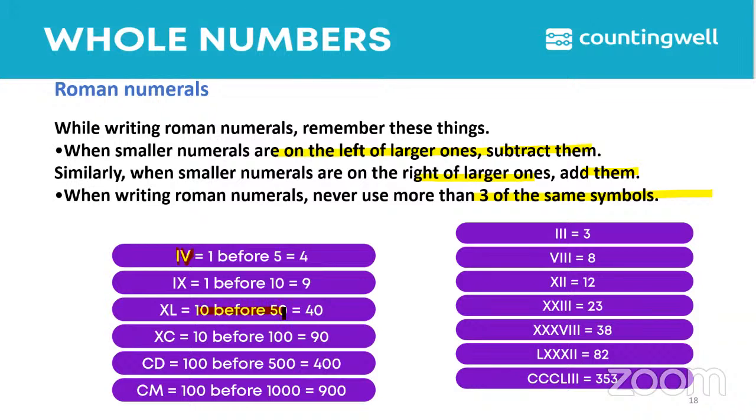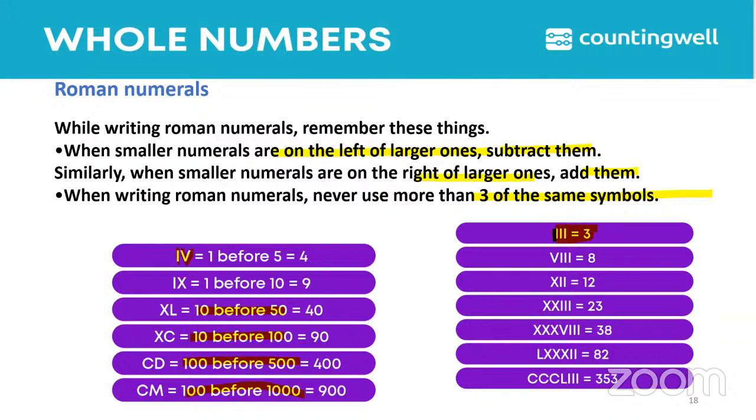Similarly, here we have 50 minus 10. Here we have 100 minus 10. Here we have 500 minus 100. Here we have 1000 minus 100. Note that M stands for 1000. C stands for 100. D stands for 500. C stands for 100. X stands for 10. And here the maximum number of times we can repeat the symbol is 3.